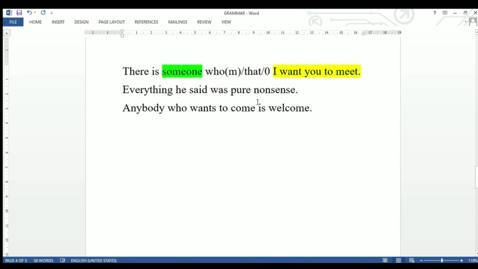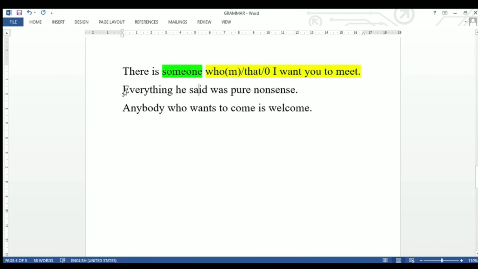Okay, can you tell me why we were able to delete this relative pronoun? Yes, because it's an object. This object is not the main component in an English sentence. So we're able to delete it. So this is an adjective clause.